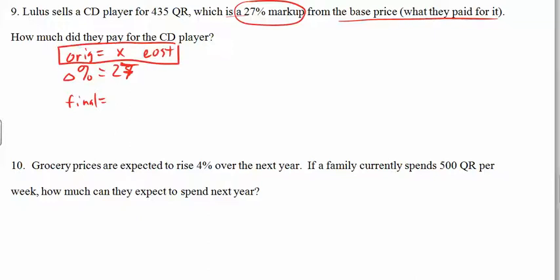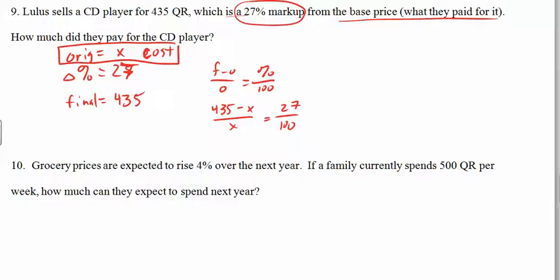Now the final cost is 435 because that's how much they charge after the 27% markup. That's how they make their money, right? They buy it for some amount of money and then they sell it for a little bit more. So here we go. We'll go final minus initial over the initial or original equals the percent over 100. So we'll go 435 minus X over X equals 27 over 100.